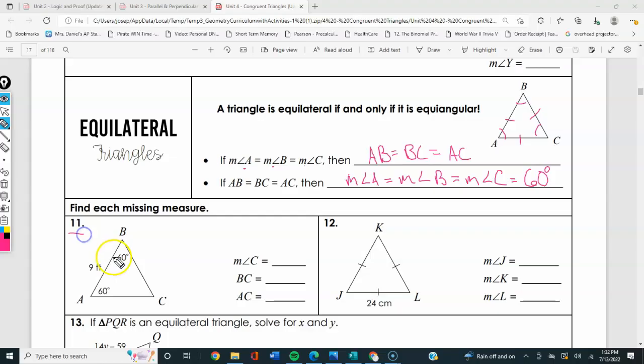All right, let's take a look at number 11. This is 60, this is 60. To find my missing angle, I can do 180 minus 60 minus 60, which is 60. So I get 60 degrees. Once I know that angle is 60 degrees, I know all my sides are congruent. And if this is 9, that's 9.